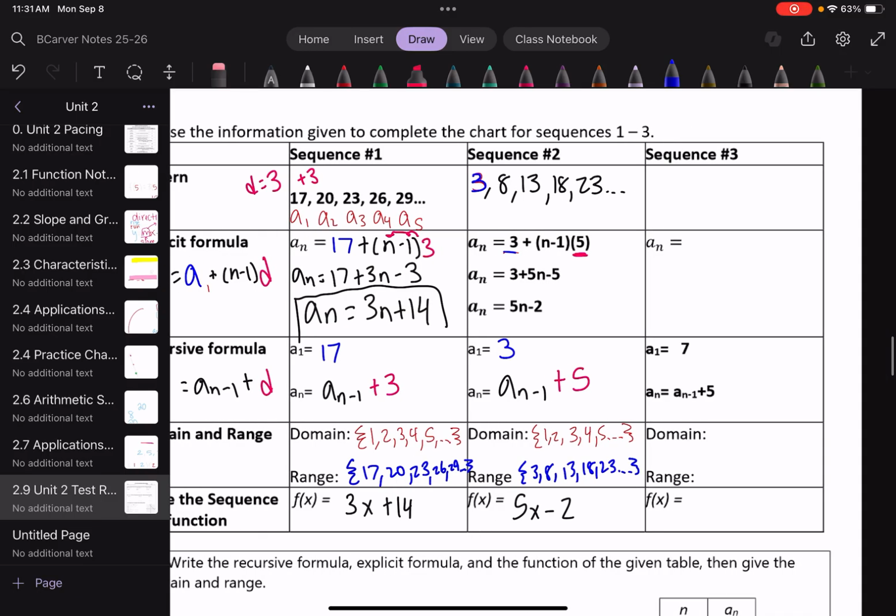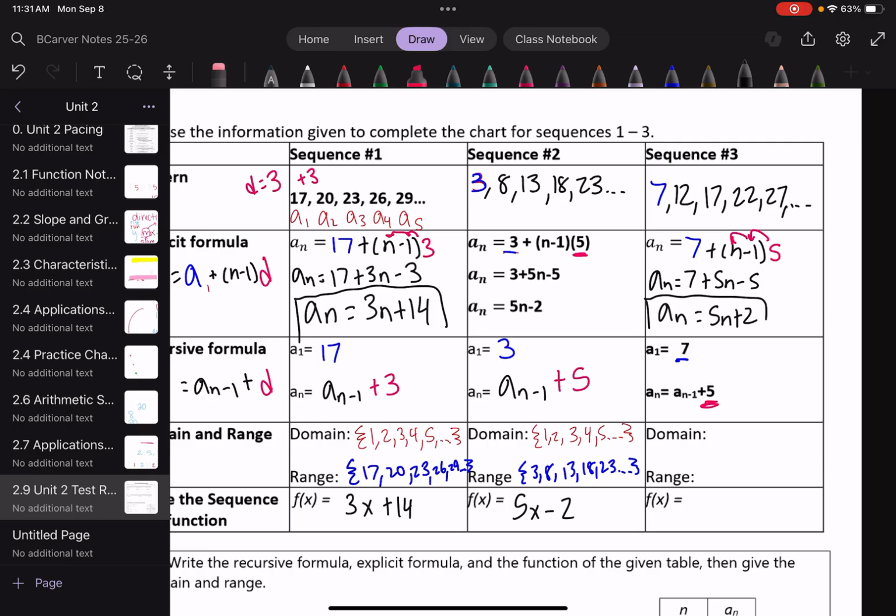For sequence 3, we're given the recursive formula. Again, we have a common difference of 5 here, but we have an initial value of 7. So I'm going to have 7. 7 plus 5 is going to give me 12, 17, 22, 27, and it could keep going on. So I know I'm going to start off with 7 plus n minus 1 times my common difference of 5. I'll distribute the 5 to get a sub n is equal to 7 plus 5n minus 5. And that'll simplify to a sub n equals 5n plus 2.